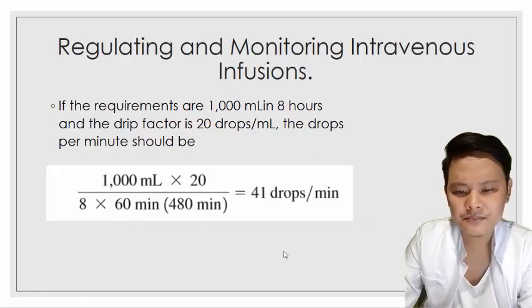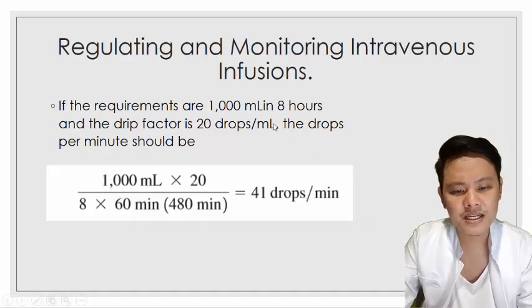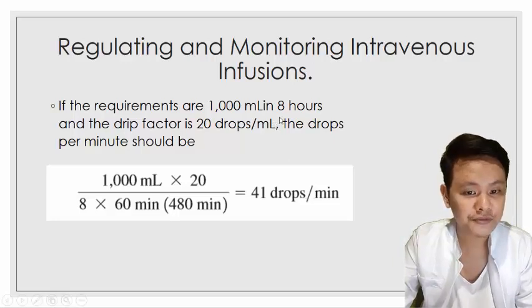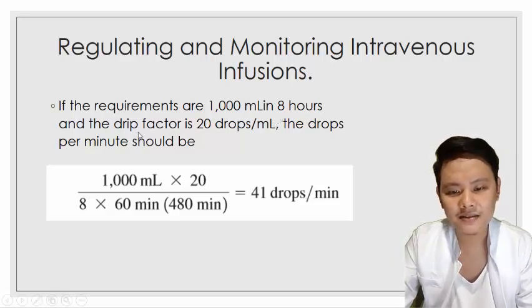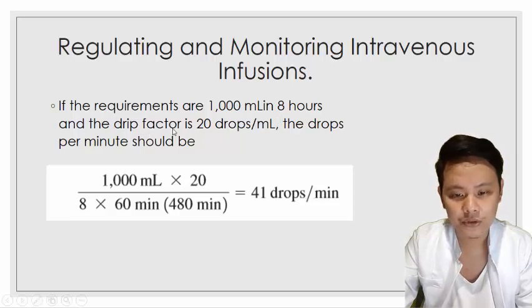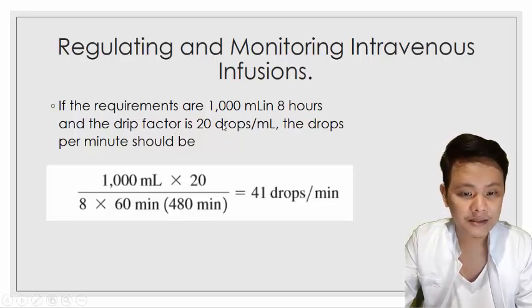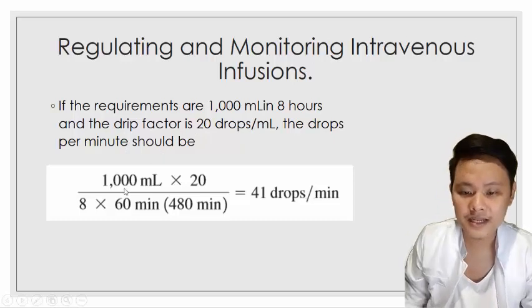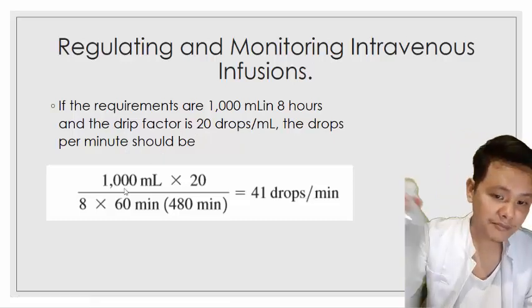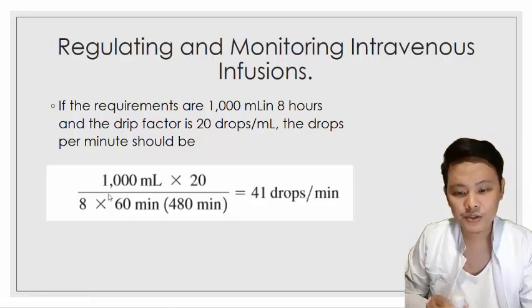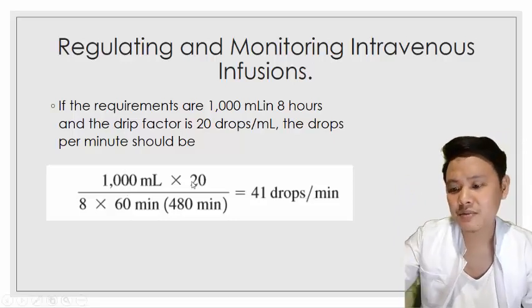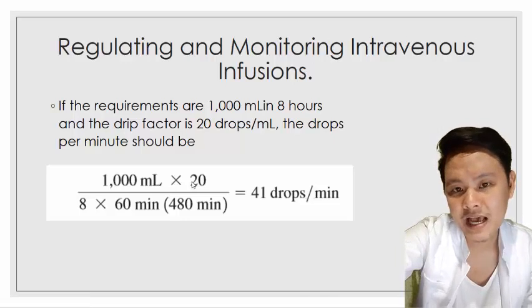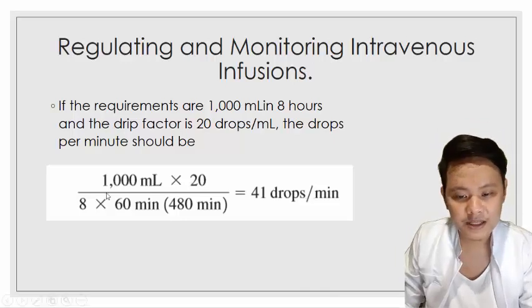Here's a good example. If the requirements are 1,000 ml in 8 hours or to consume for 8 hours, and that the drop factor is 20 drops per ml, the drops per minute should be, tingnan natin, 1,000 ml or 1 liter of the IV fluids. Then, 20. 20 is constant because as I have told you, this is the drop factor. Let's divide this one.